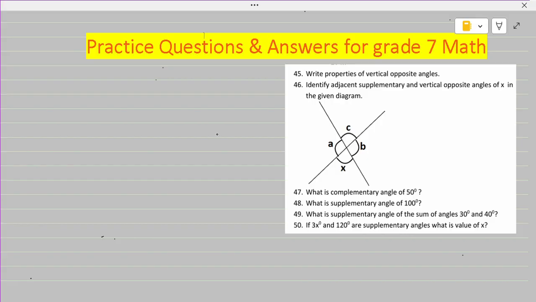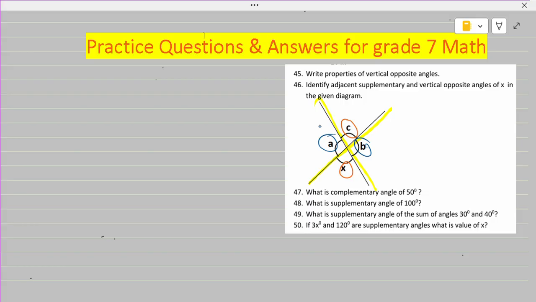Just like here in the figure below, you see two lines intersecting. And here the vertically opposite angles are made as a pair: C with X is the first pair, and A with B is the second. So that is what we have to write here. The very first property is that these vertical angles form when two lines intersect, on opposite sides.